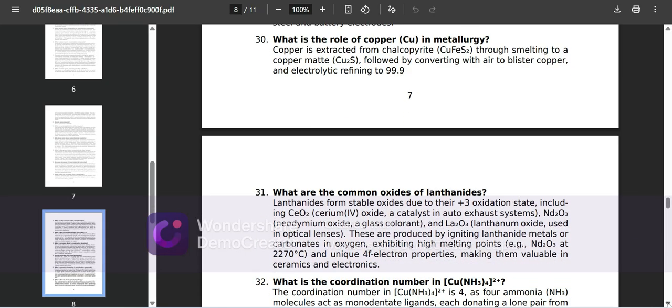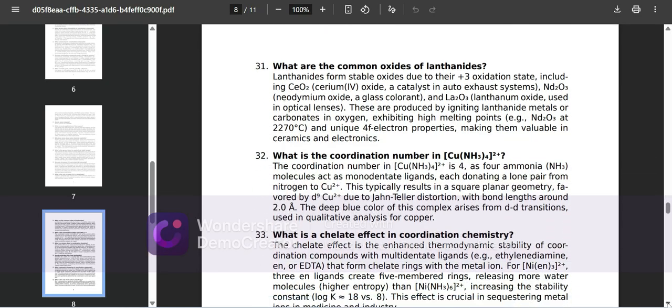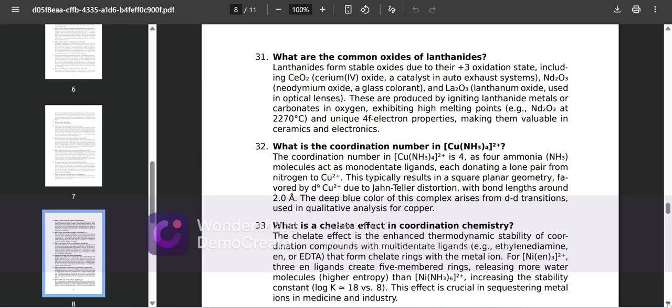What is the role of copper in metallurgy? Copper is extracted from chalcopyrite, CuFeS2, through smelting to a copper matte, Cu2S, followed by converting with air to blister copper and electrolytic refining to 99.9% purity.